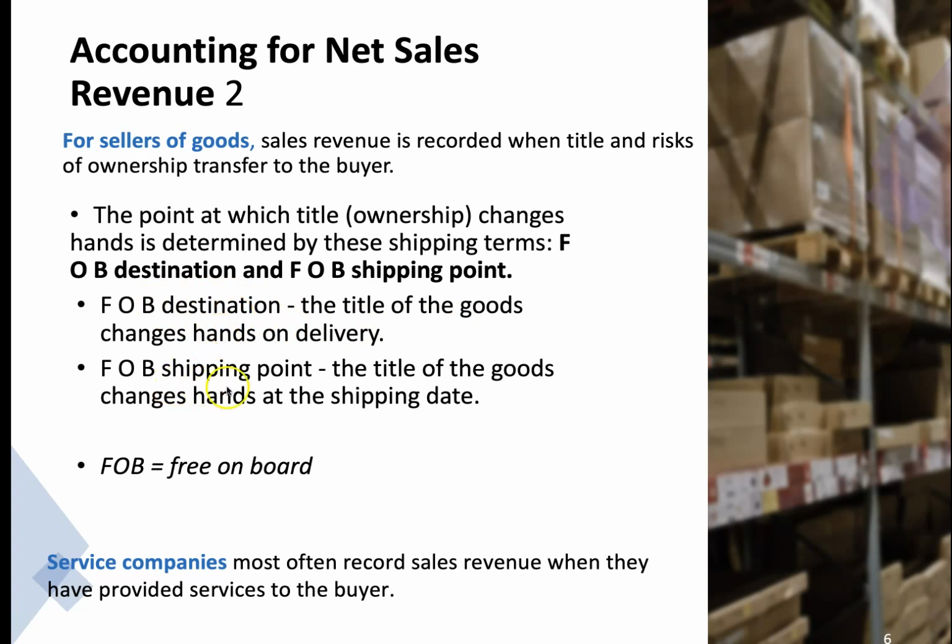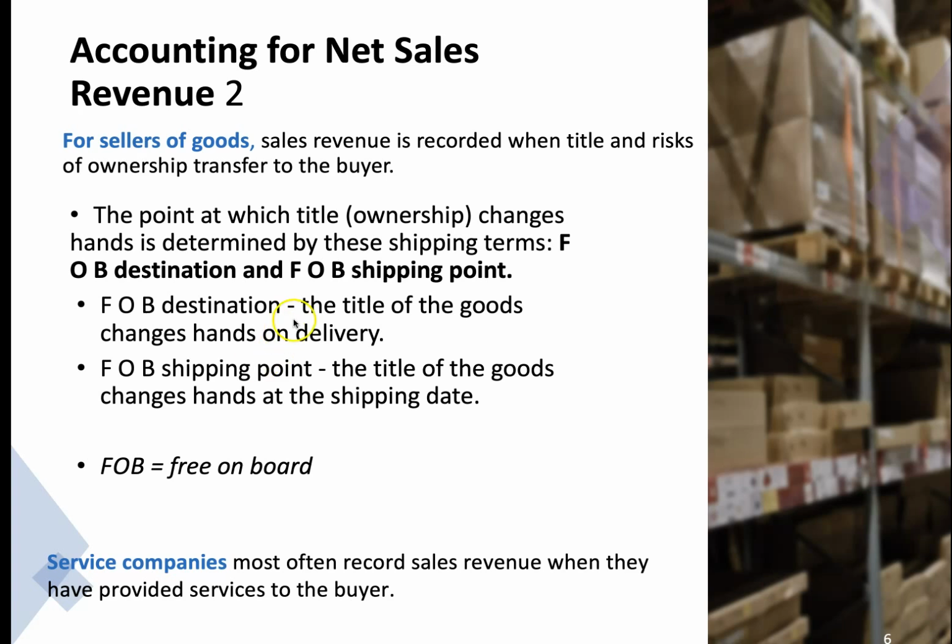Another term is called FOB shipping point, which means when the goods go to the airport or the harbor and start to be shipped, then they are considered transferred. So you can see these are two different types of terms determining when the goods have, in legal terms, been transferred to the customer.